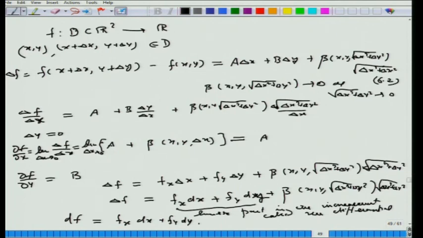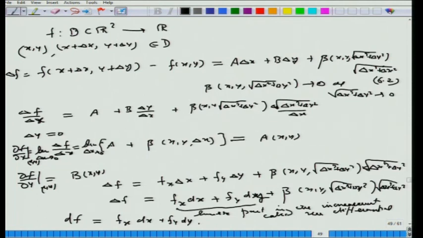If we take delta y 0 and then divide by delta x, we see that this a has to be equal to del f by del x at x y. Similarly, b has to be del f by del y at x comma y. These are functions of x y, because the derivatives are to be evaluated at x y. So, these a and b are actually the partial derivatives of f with respect to x and y respectively, evaluated at x y.